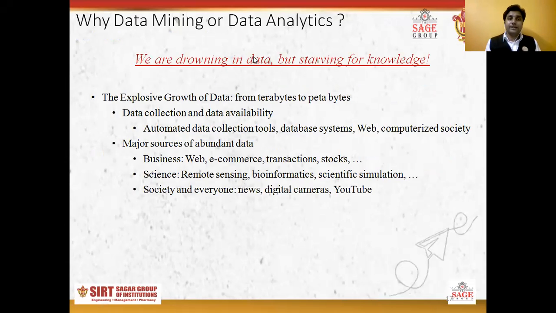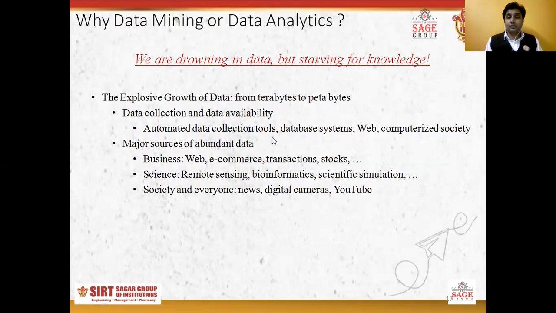Now, why data mining or data analytics? I think there is no need to discuss that now, because we are discussing a lot on that matter. We are drowning in data, but starving for knowledge. So we are working a lot here to find out the knowledge. We are working on the data, but why? We have to find out the knowledge. The explosive growth of data from terabyte to petabyte. Now the data is petabyte. Data collection and data availability.